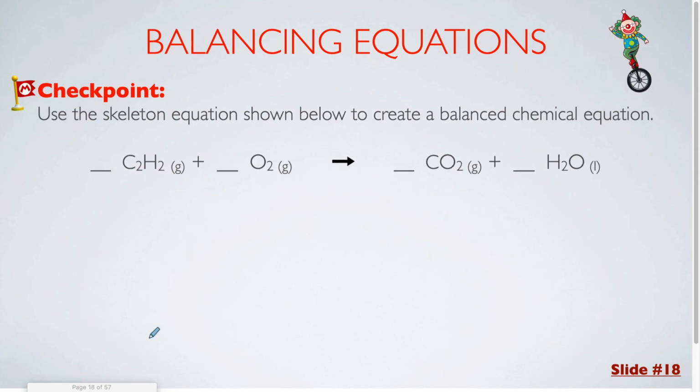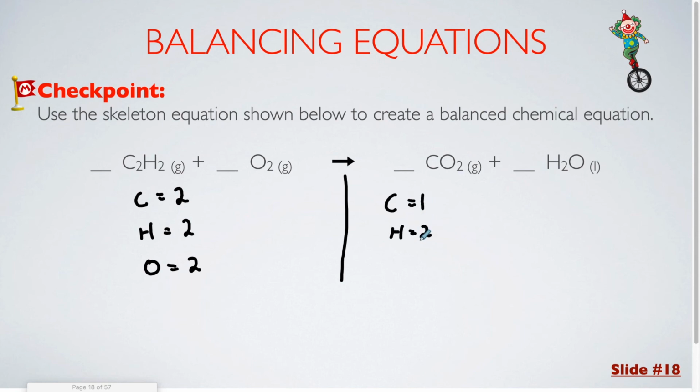All right, for our next checkpoint. This one is going to be a little bit trickier. So I have a carbon, a hydrogen, and an oxygen. Carbon is 2, hydrogen is 2, oxygen is 2. On this side, carbon is 1, hydrogen is 2, oxygen is 3, because it's in 2 different places. I have 2 over here and 1 over there.